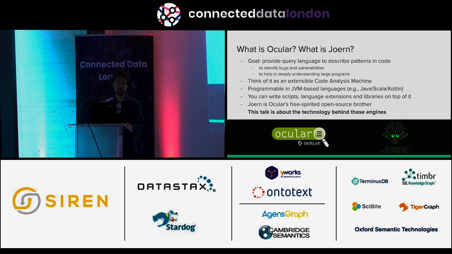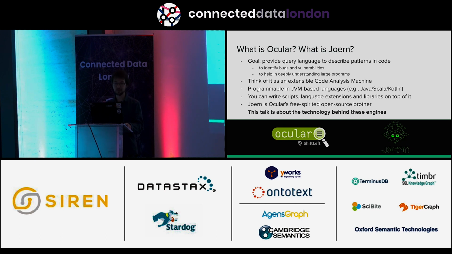So the goal might be to identify bugs and vulnerabilities, or to simply get an overview of a large code base. So let's say you have a program that you've never seen before, and at first you want to know, well, what are the different routes into this program? How can I interact with this program? How does it interact with APIs? What are the flows in the program? What are the kind of information flows here? These kinds of things. Those are all things that we want to be able to express in queries. We've written a lot of scripts and language extensions on top of this machine.